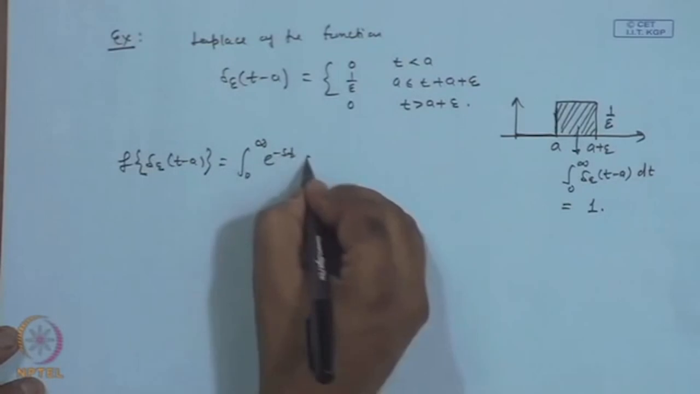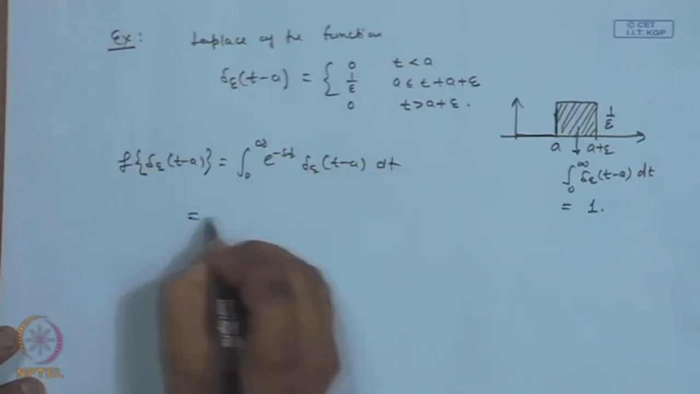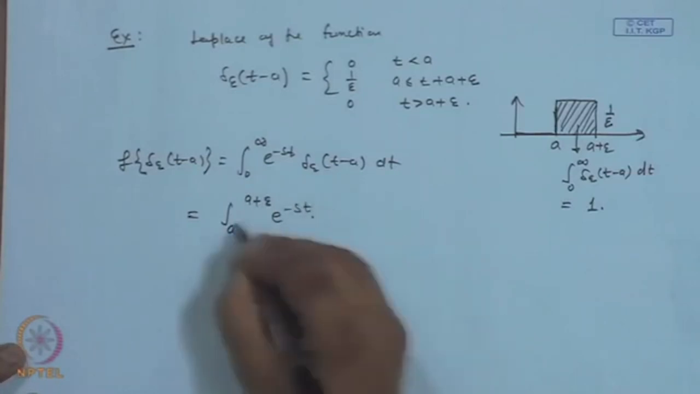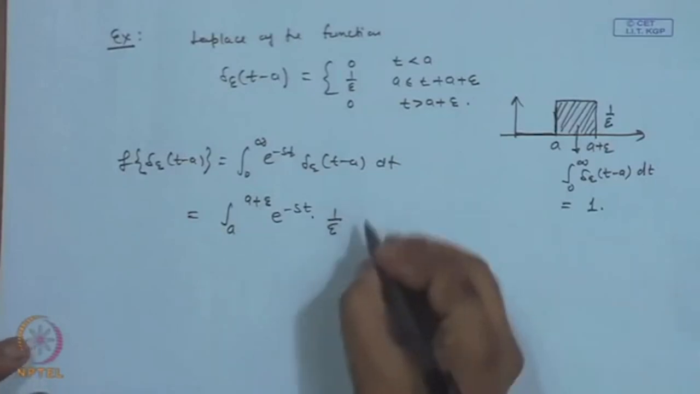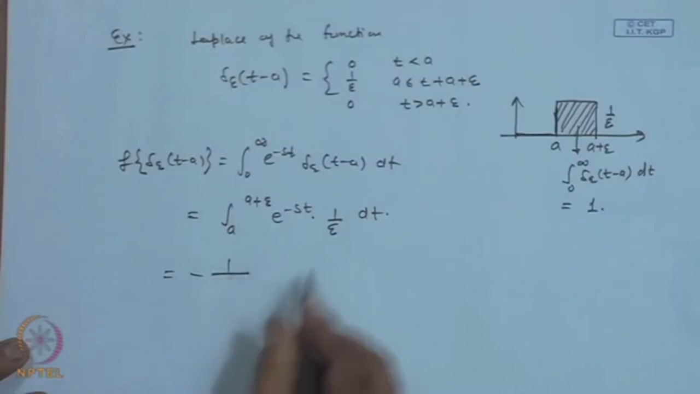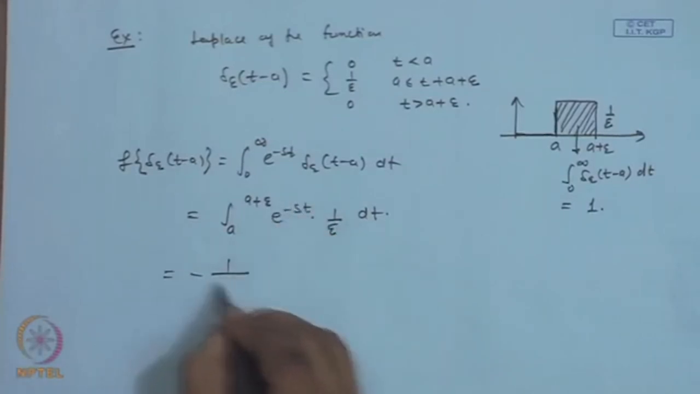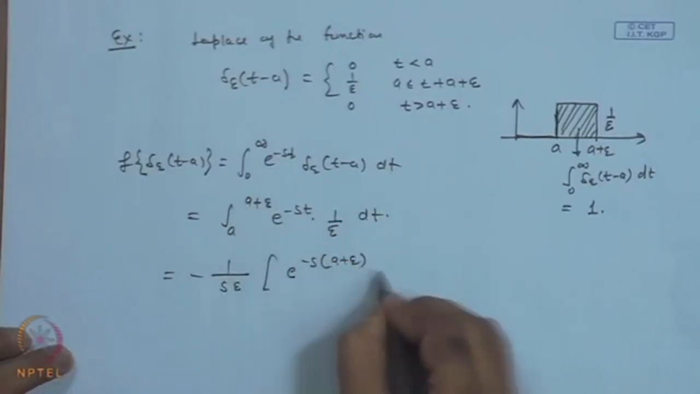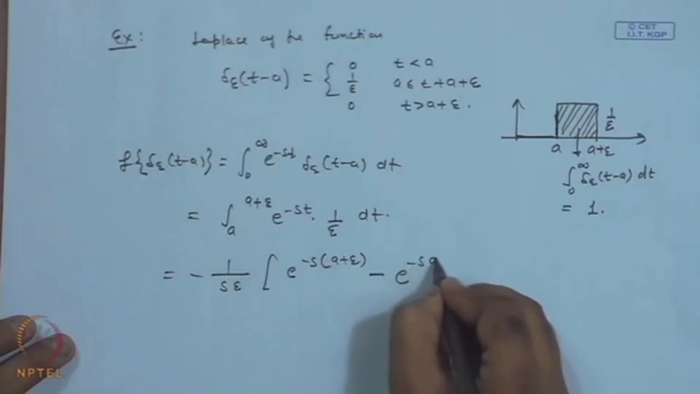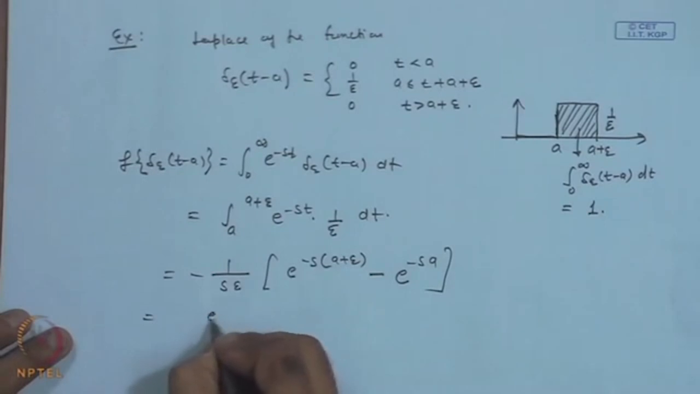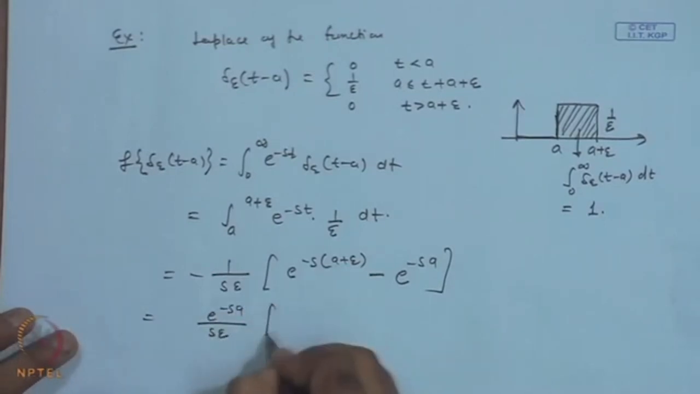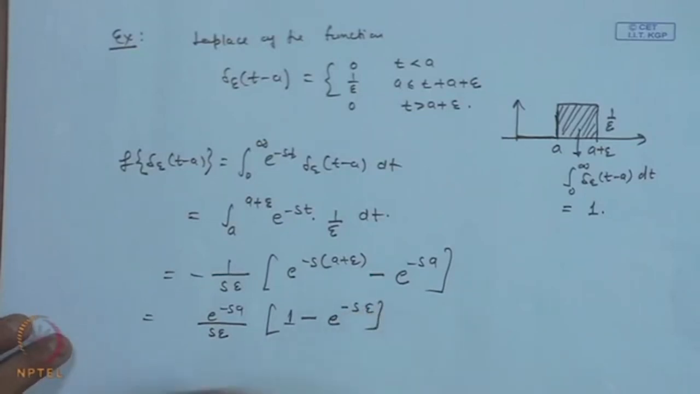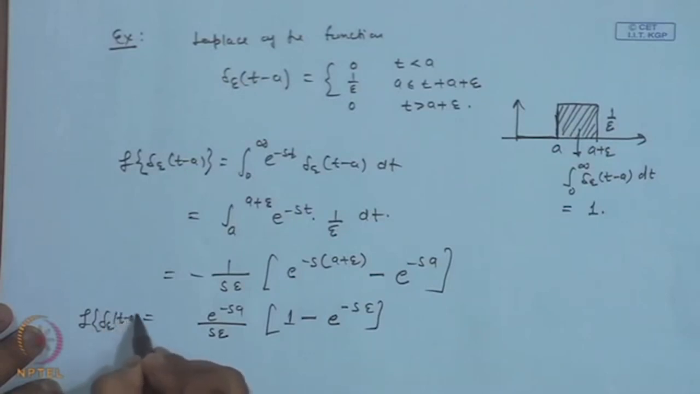And if you want to get the Laplace of this function, this is the integral from 0 to infinity of e to the power minus s t delta epsilon t minus a dt. So, this is a to a plus epsilon e to the power minus s t, and this a to a plus epsilon is defined as 1 over epsilon dt. So, here minus 1 over, this will be 1 over s with minus sign. So s epsilon and then e to the power minus s t, t will be replaced by a plus epsilon minus the lower limit, so e to the power minus s a. So this we take common e to the power minus s a over s epsilon, and this minus we accommodate there, so we have 1 minus e to the power minus s epsilon. So this is the Laplace transform of delta epsilon t minus a.